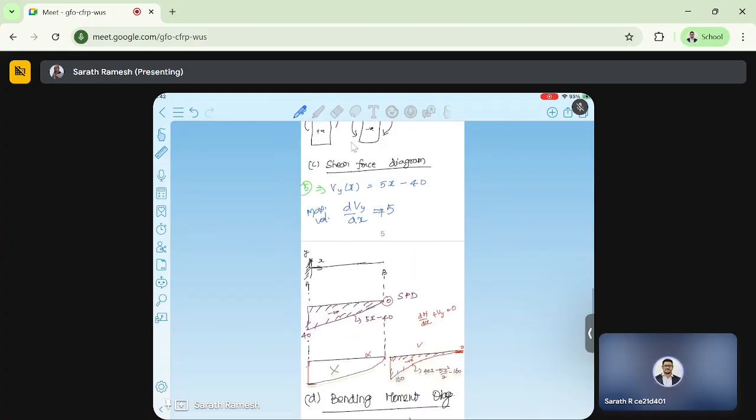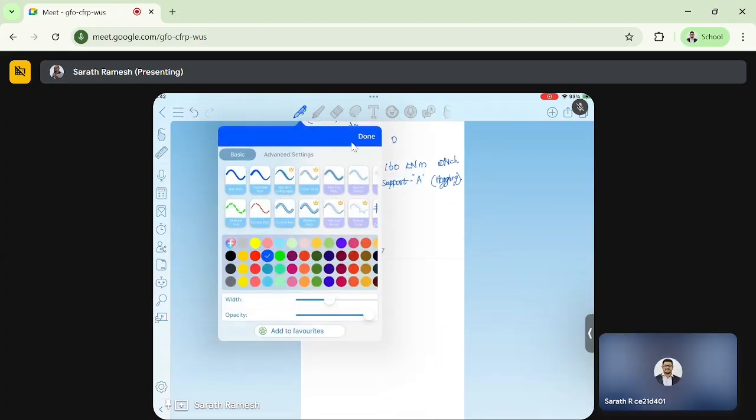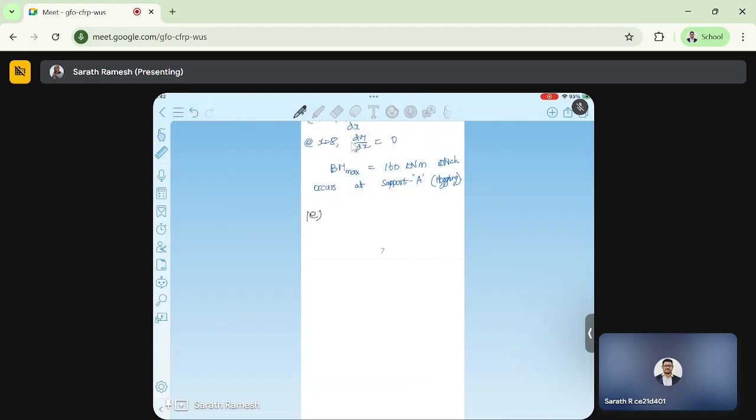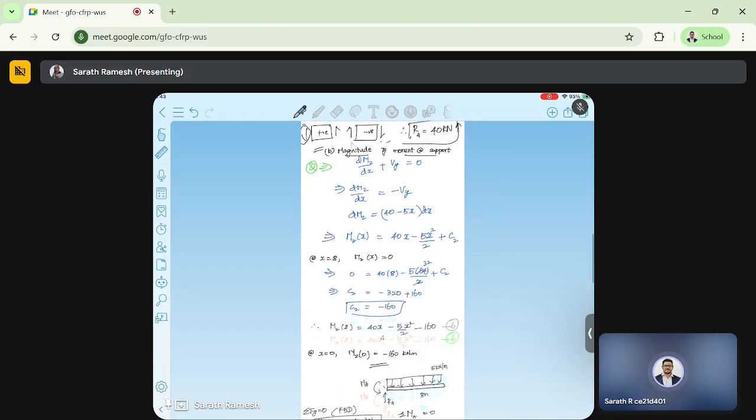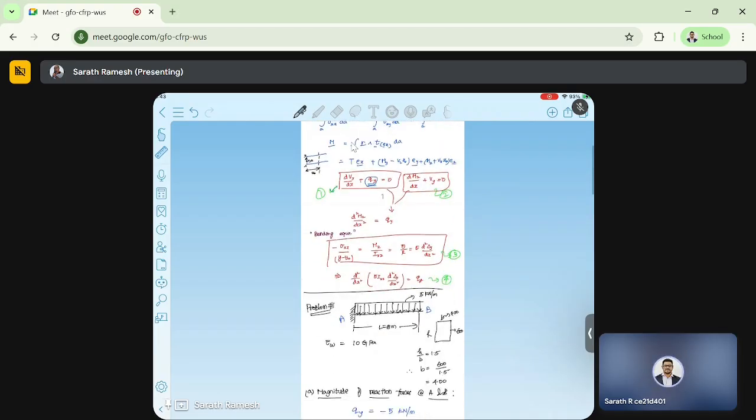The next part is part E, the magnitude of maximum bending normal stress. How to find the bending normal stress? The bending normal stress equation is equation number 3.